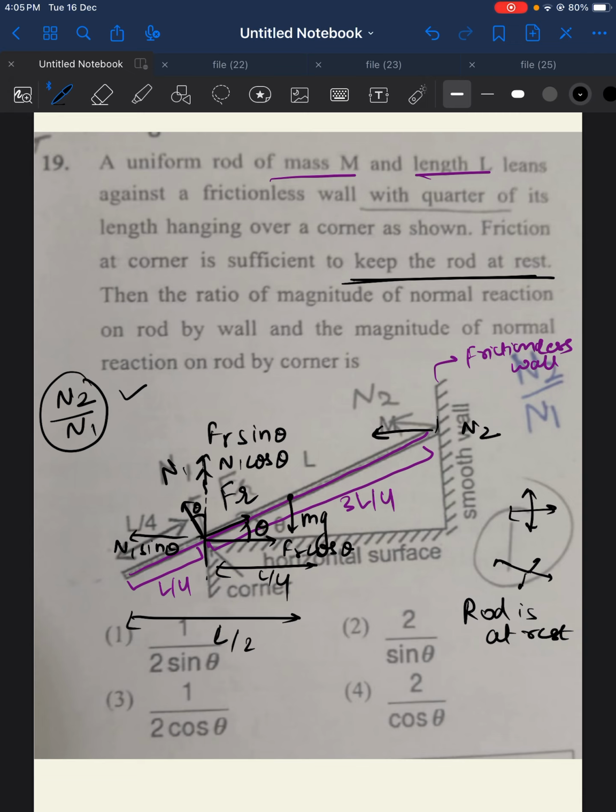Now the question says the rod is at rest, means what? The rod is in rotational as well as translational equilibrium, right? Why rotational equilibrium? Because there are forces acting which can provide torque, but it is not rotating. It means it is in rotational equilibrium, and it is not sliding also, so it is in translational equilibrium as well, right? So let's apply.